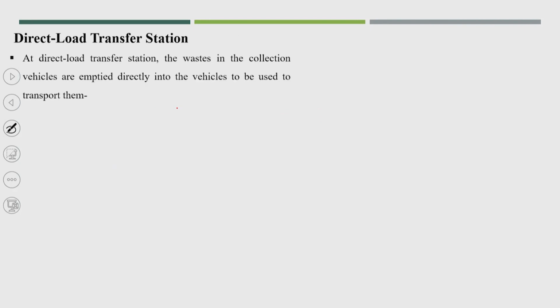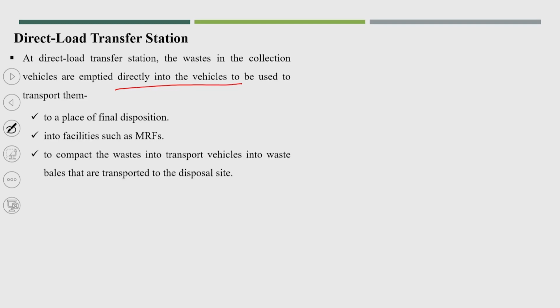At a direct load transfer station, the waste in the collection vehicle is emptied directly into the vehicle used to transport it to a place of final deposition, into facilities such as MRF facilities, or to compact the waste in the transport vehicle into waste bales that are transported to the disposal site.